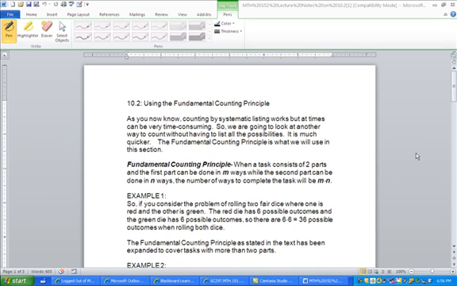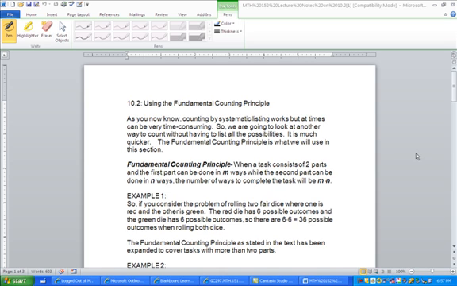Let's take a look at section 10.2 on using the fundamental counting principle. As you remember, in 10.1 we used what was called systematic listing as a means to figure out the number of ways something could occur. And it works, but sometimes it can be very time consuming, such as in the case of our last example where we had 120 possibilities.